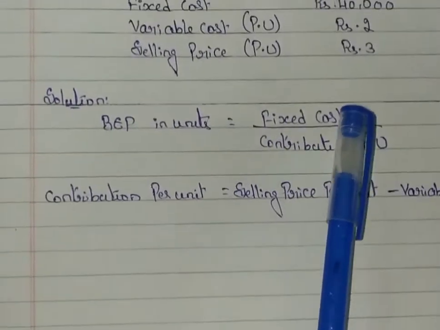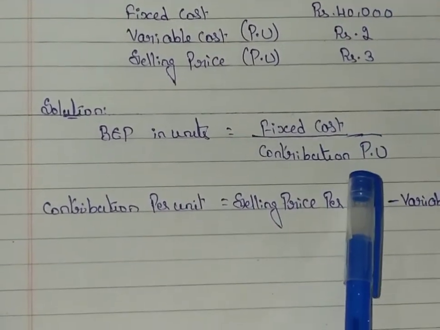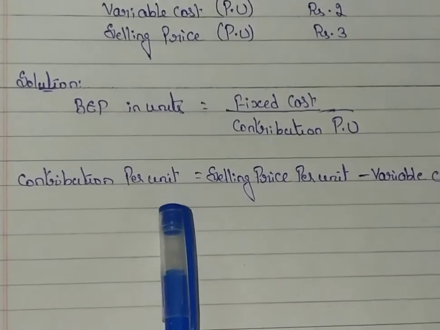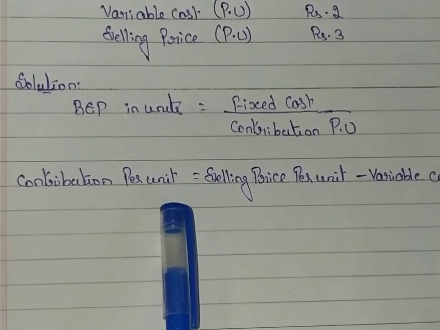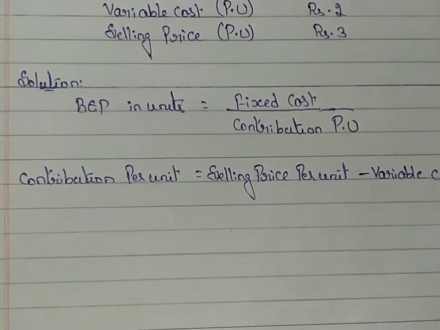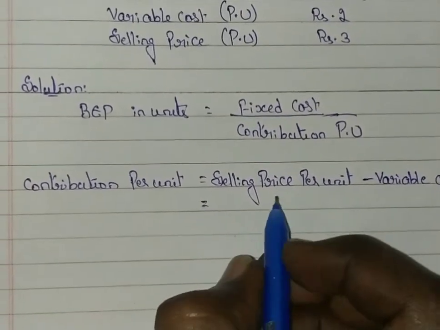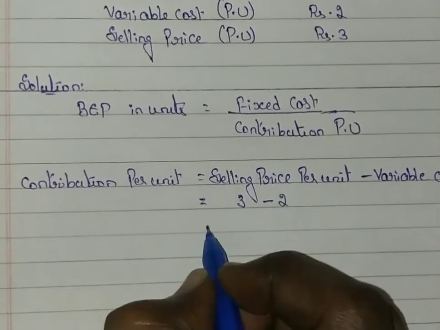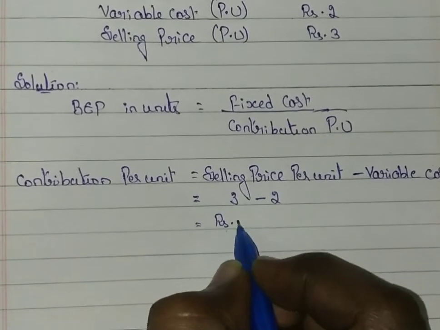In this problem they have given the fixed cost but not the contribution, so we have to calculate the contribution per unit. The formula for contribution per unit is selling price per unit minus variable cost per unit. These two have been given. Selling price per unit is 3 rupees minus variable cost per unit 2 rupees, so contribution per unit is 1.